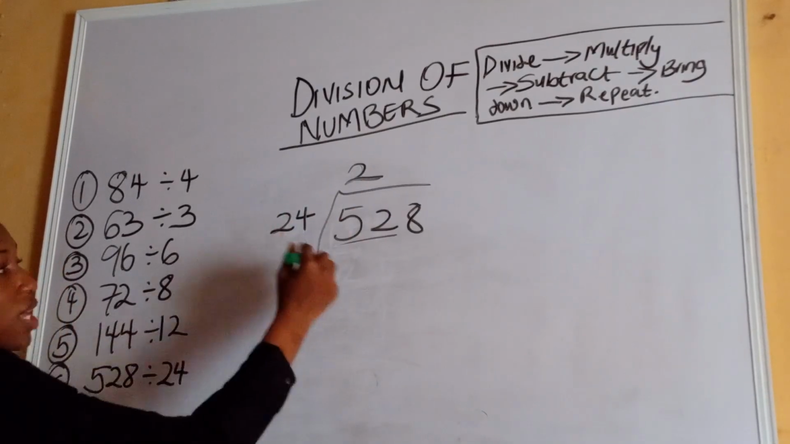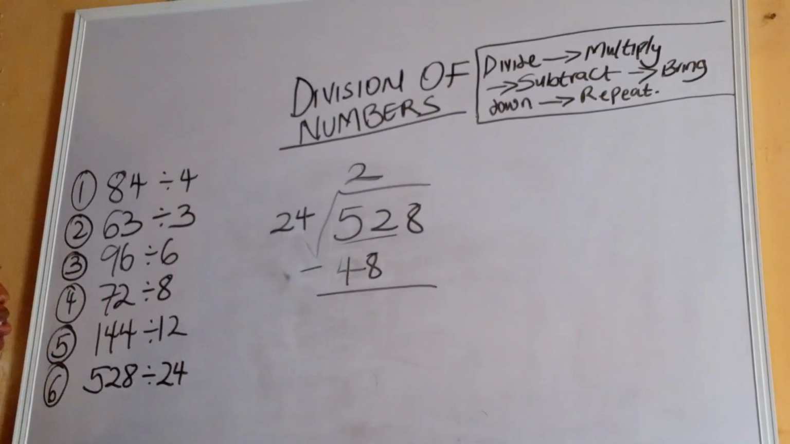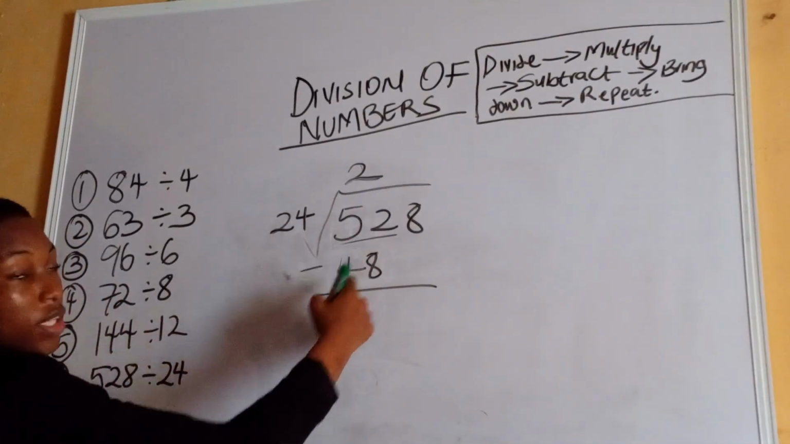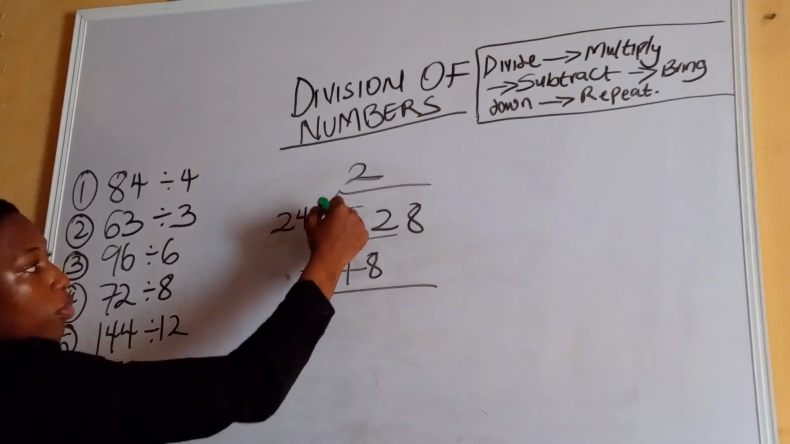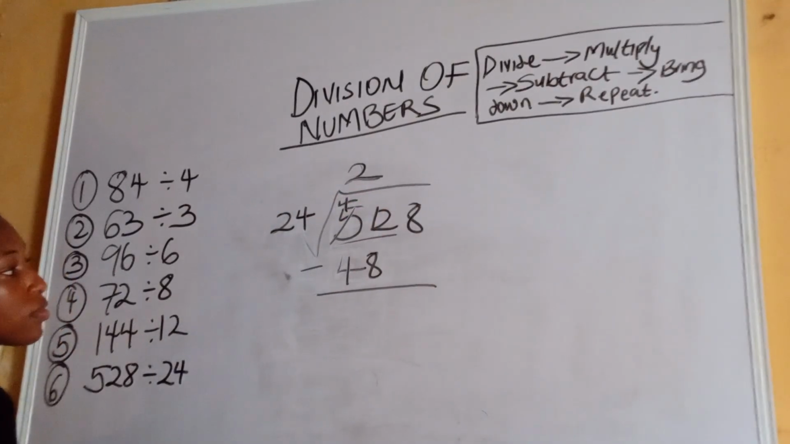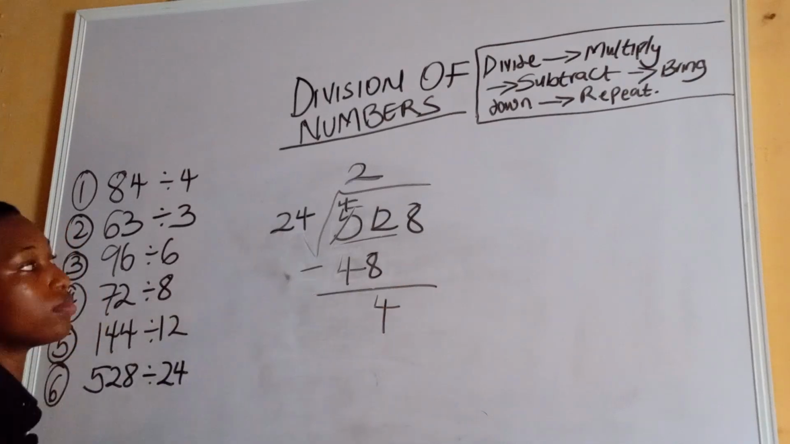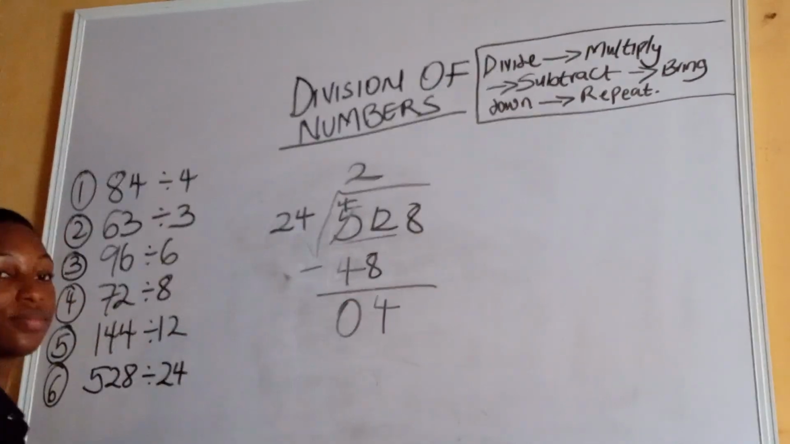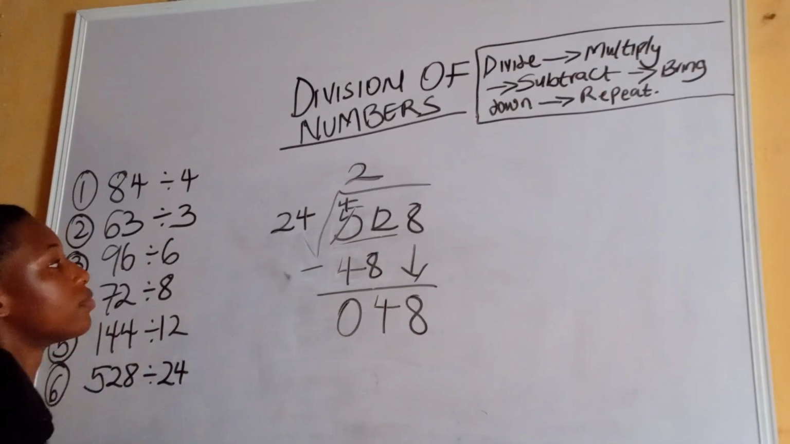24 times 2, that's your 48. You write your 48 here, and you put your minus and you minus it. 52 minus 48 is what? So this you borrow from your neighbor, so that's 4 now, and this is 12. So you have 12 minus 8 is what? 4. You put your 4 down. 4 minus 4, that's 0. Then you bring down your 8. So your 8 to be here.